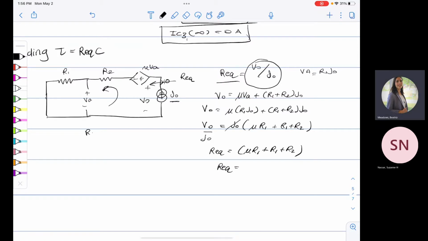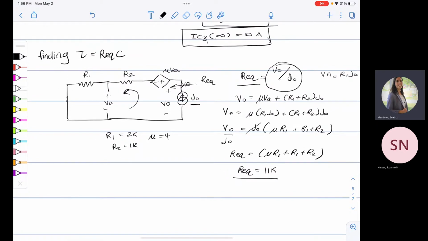So R1 was equal to 2K, R2 is equal to 1K, then mu is equal to 4. Can someone give me R equivalent? Okay, I'm only hearing one person. This isn't fair. He's going to get all the stickers.